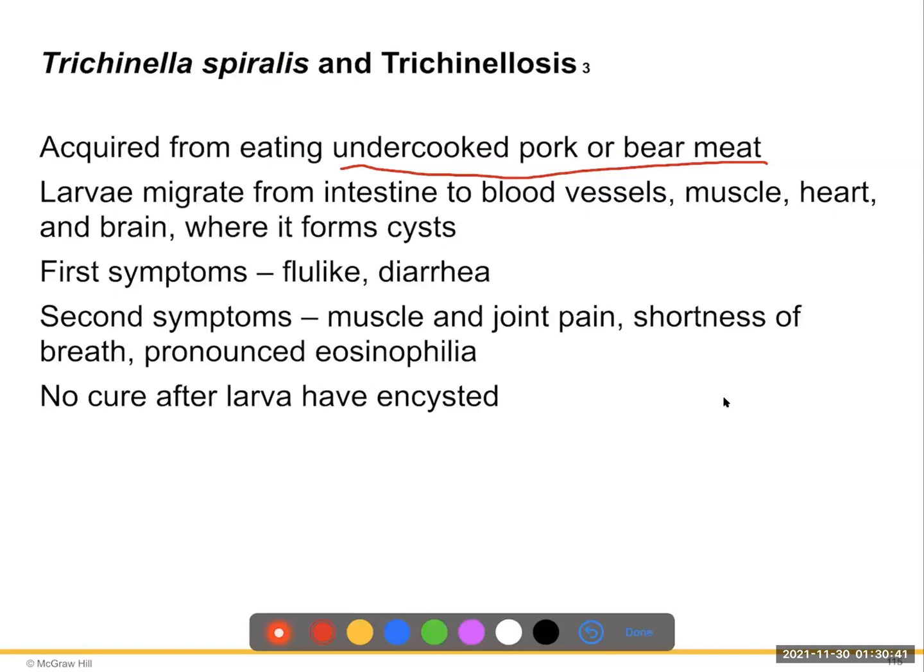The first symptoms you get are flu-like diarrhea. Second symptoms are muscle and joint pain, shortness of breath, pronounced eosinophilia. There's no cure after the larvae have encysted themselves. Okay? There's no treatment after that.